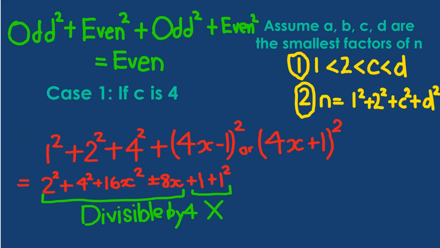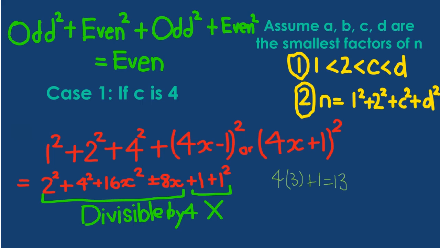So why do I have (4x minus 1) square or (4x plus 1) square? Now, 4 times 3 plus 1 is equal to 13. However, 11 is also 4 times 3 minus 1. So these are all possible values of D if C is 4. So we add them up: 2 square plus 4 square plus 16x square plus or minus 8x plus 1 square.